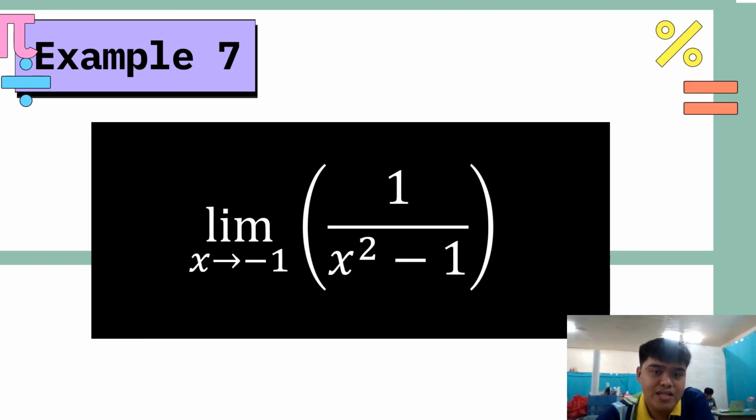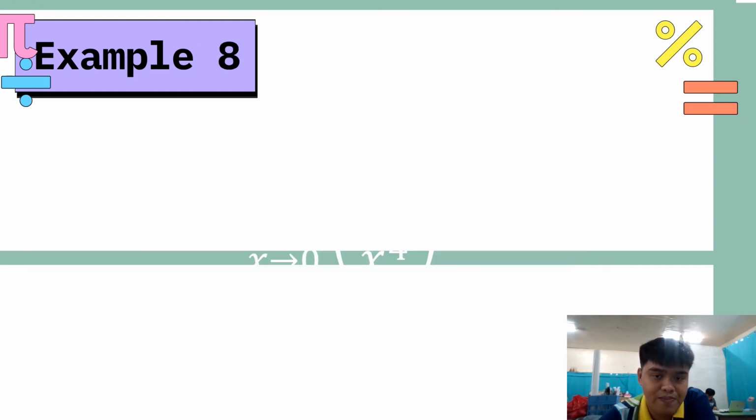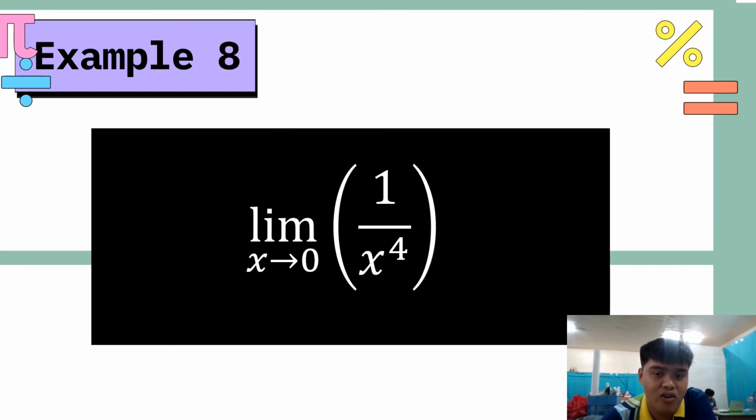Now, I will give these examples for you to work on. This will be your assignment. You must put this in your notebook, and we will be checking this once we return from our normal schedule of classes. We want to find the limit of 1 all over x squared minus 1 as x approaches negative 1, and the limit of 1 over x to the power 4 as x approaches 0.